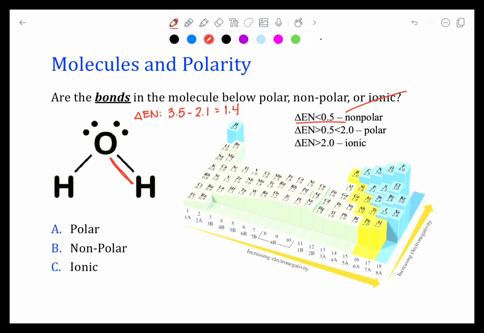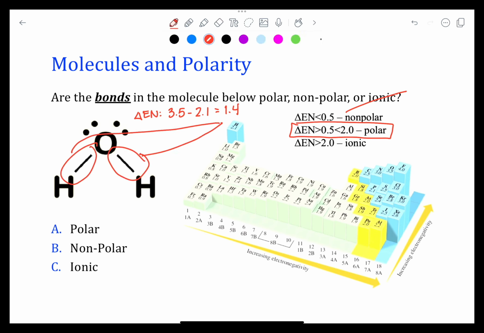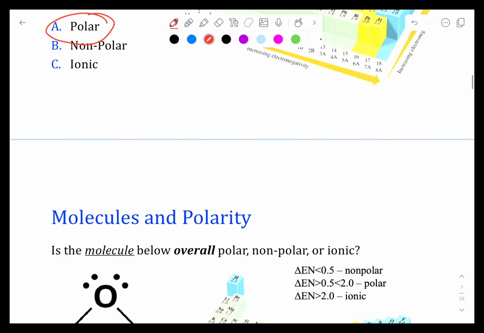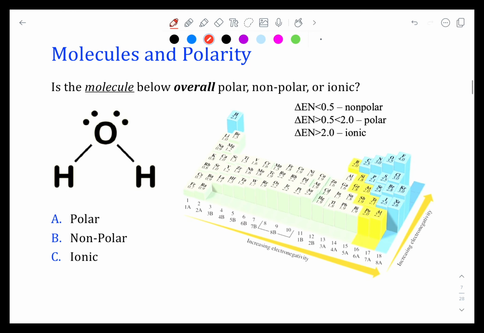Okay, so that falls into our second category, meaning that this bond and this bond are both polar. Okay, let's look at the molecule overall. So if these bonds are polar, the electrons are being pulled up towards that oxygen, okay? Because they're not being pulled in equal and opposite directions, they add together, okay? So the molecule overall is going to be polar as well.